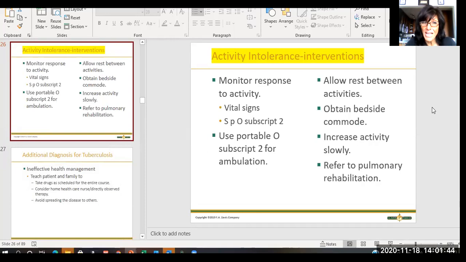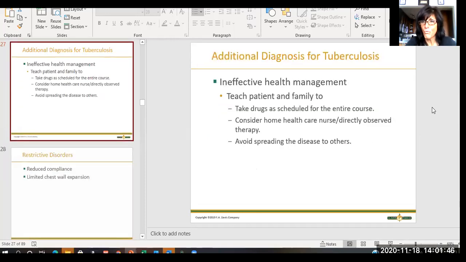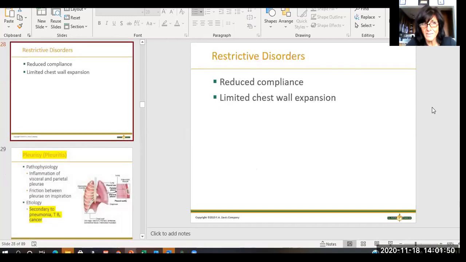Activity and tolerance interventions, care plans galore, right there for the taking. More nursing diagnoses, okay? Now we're going to get to restrictive disorders. This means when we say reduced compliance and limited chest wall expansion, that means that they can't take a deep breath because of some other something that's going on that's not allowing the lung to expand, okay?